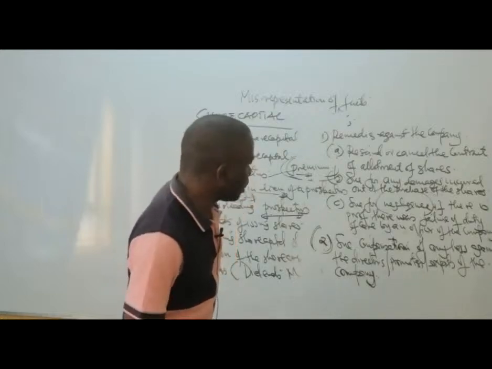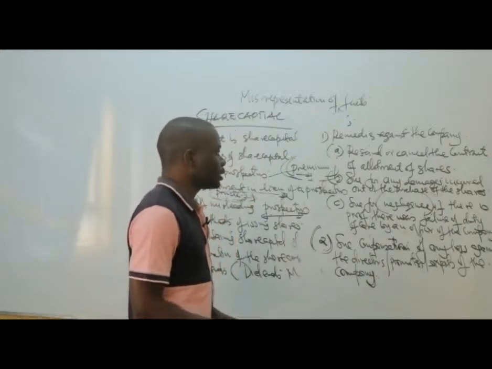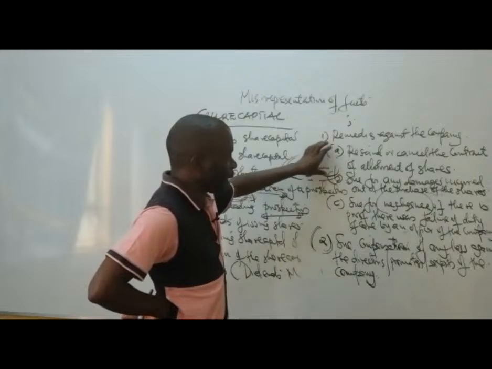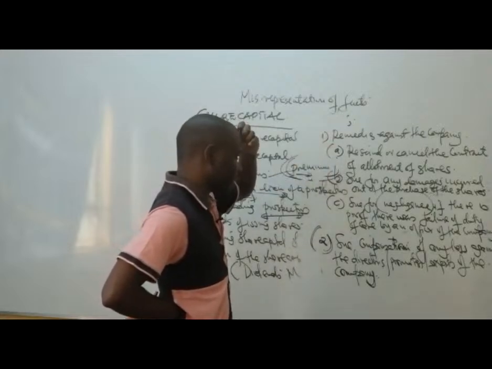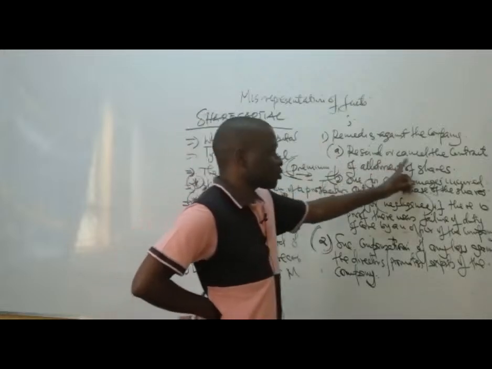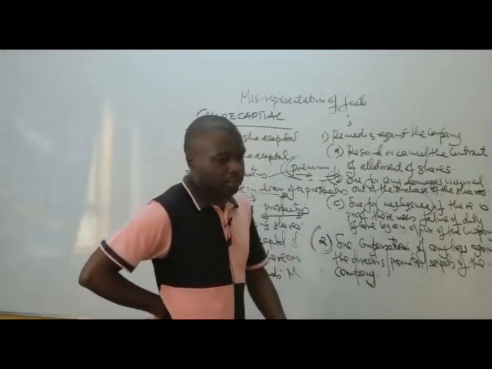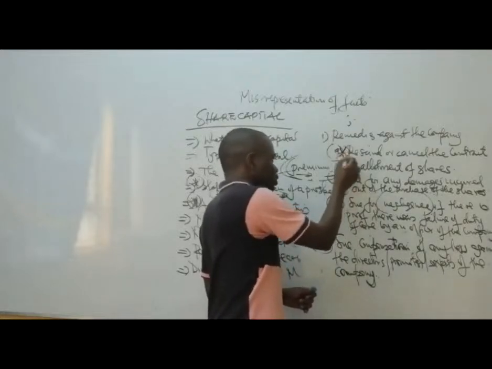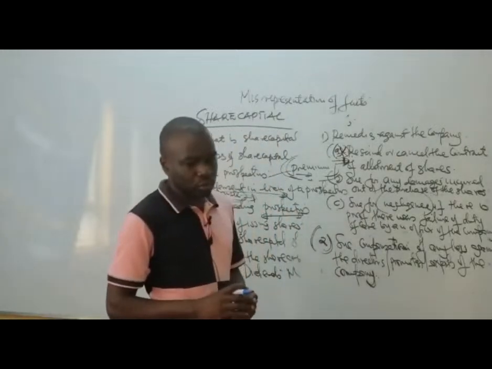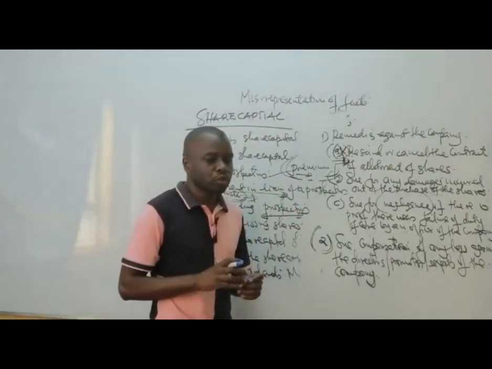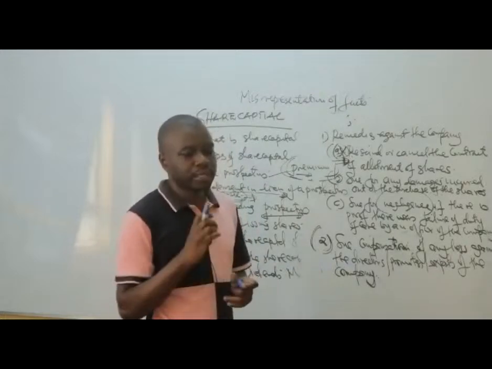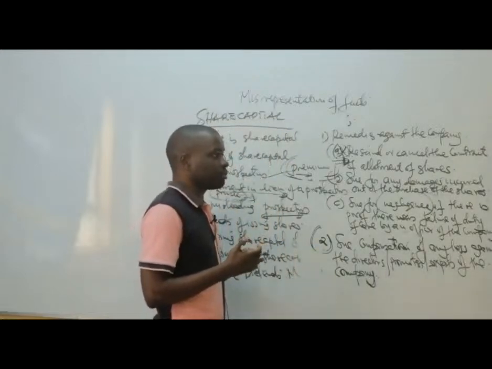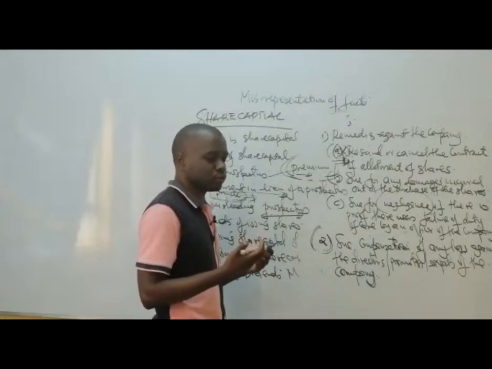So maybe before we proceed to those other two questions, we've said that under these particular remedies, one of them is that you can rescind or cancel the contract of allotment of shares. But there's something you need to note here: this cancellation or rescinding of the contract of allotment must be done within a reasonable time. There are certain aspects that must be present before you can go ahead and cancel the contract of allotment.